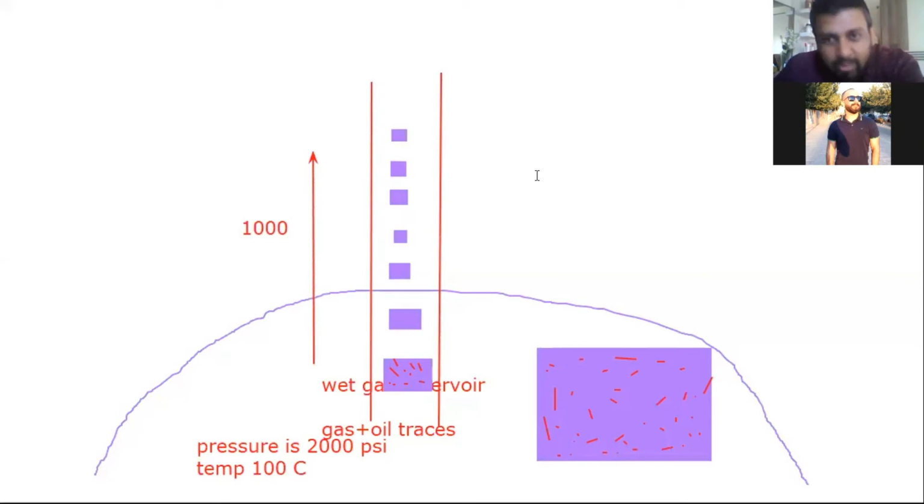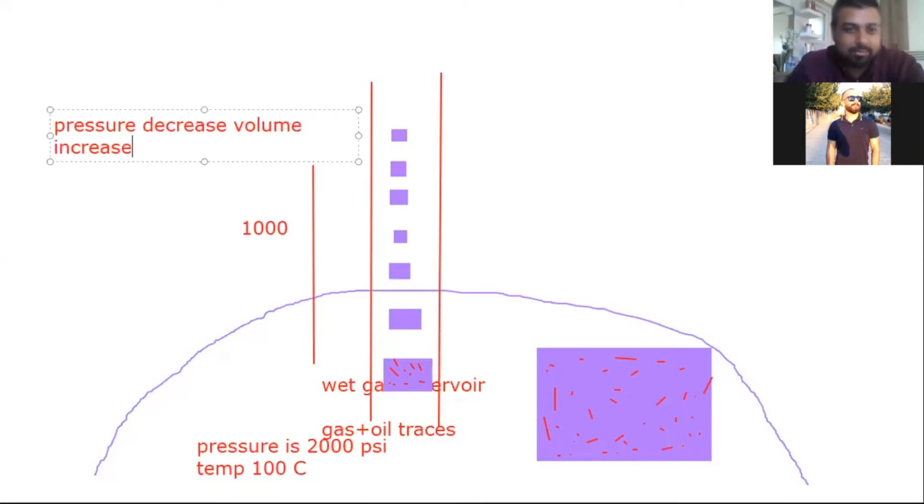As you know, from the ideal gas law or the real gas law, if the pressure is reducing, the volume will increase. I write it here for you: pressure decrease, volume increase. But here, pressure is decreasing and volume is also decreasing.